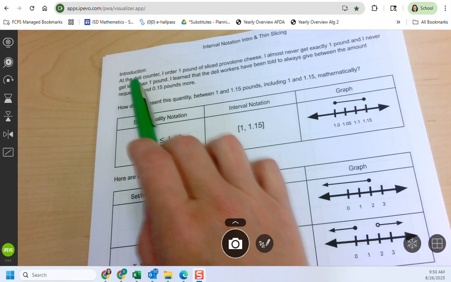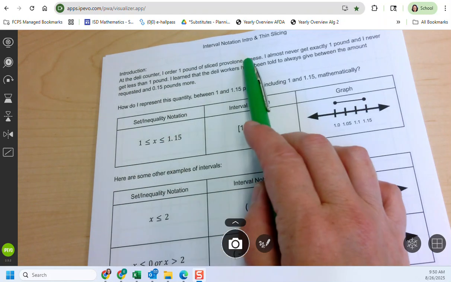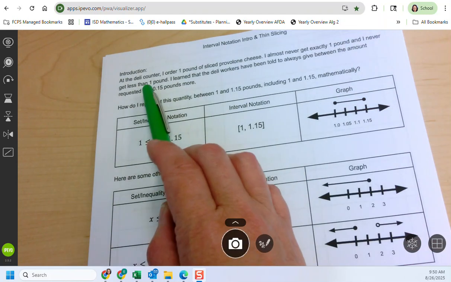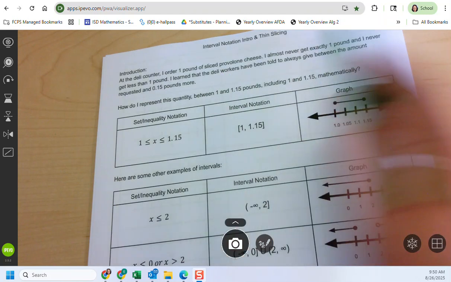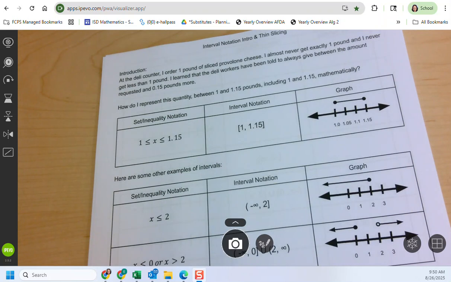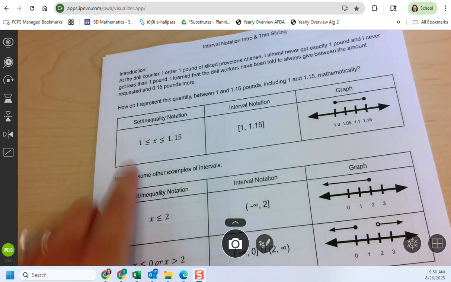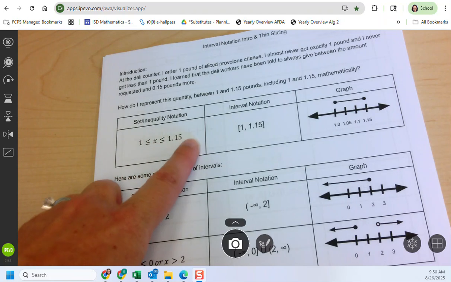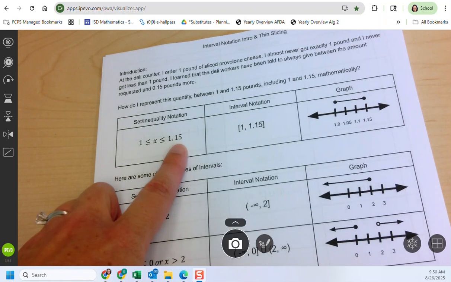It was perfect. But anyway, I order 1 pound of sliced provolone cheese. I almost never get exactly 1 pound, and I never get less than 1 pound. I learned that the deli workers have been told to always give between the amount requested and 0.15 pounds more. So I can represent this as saying 1 is less than or equal to X, and X is less than or equal to 1.15. This just means it's between these two numbers and including these numbers.